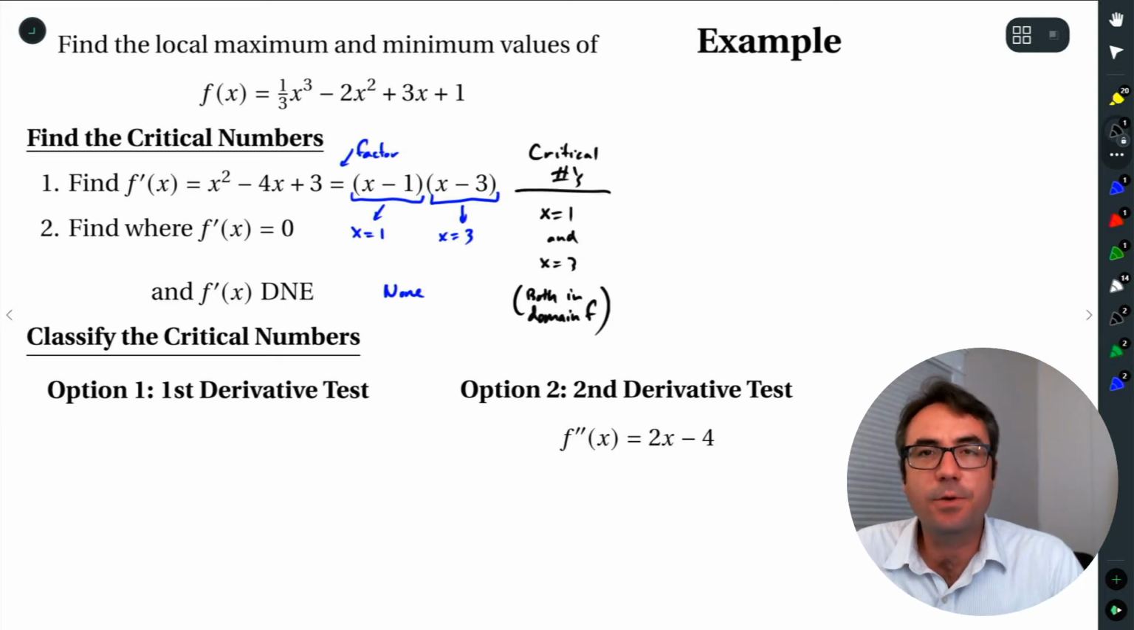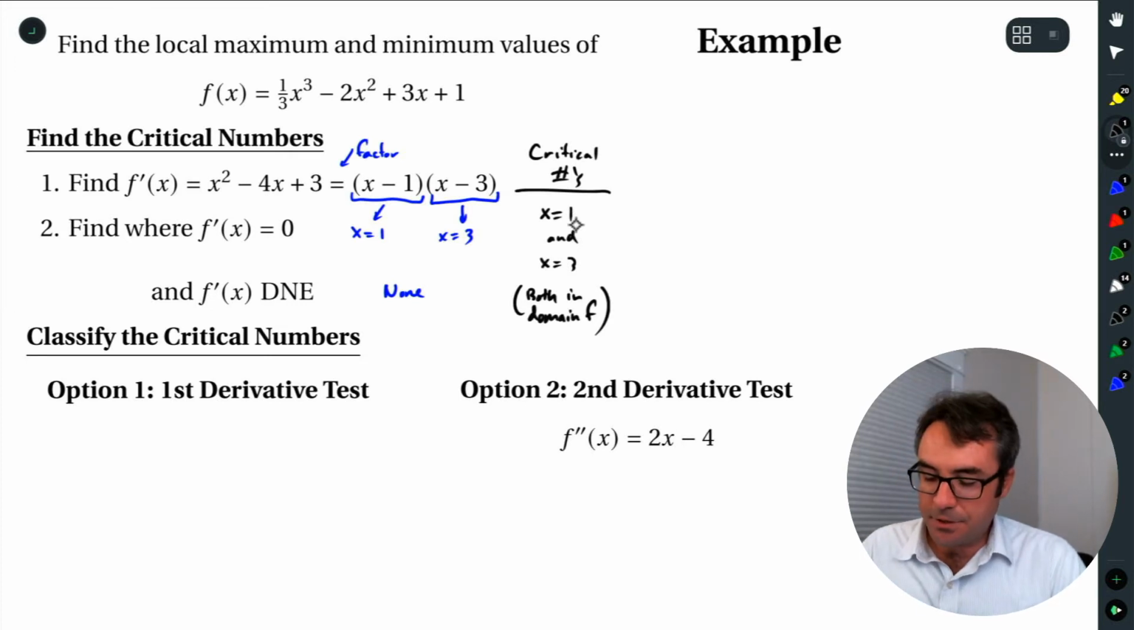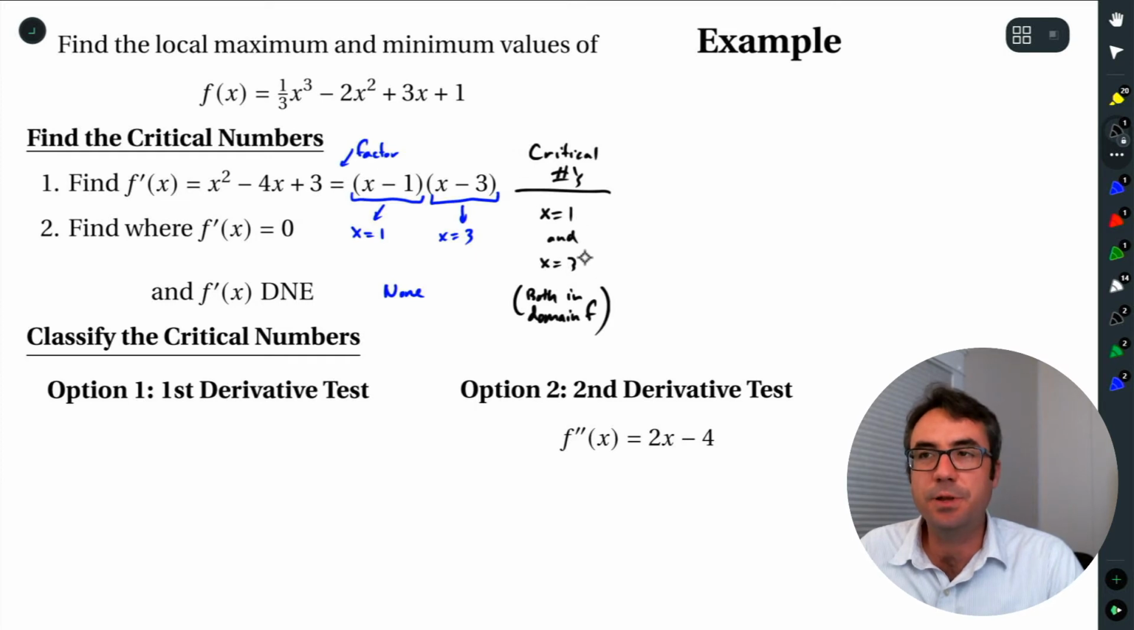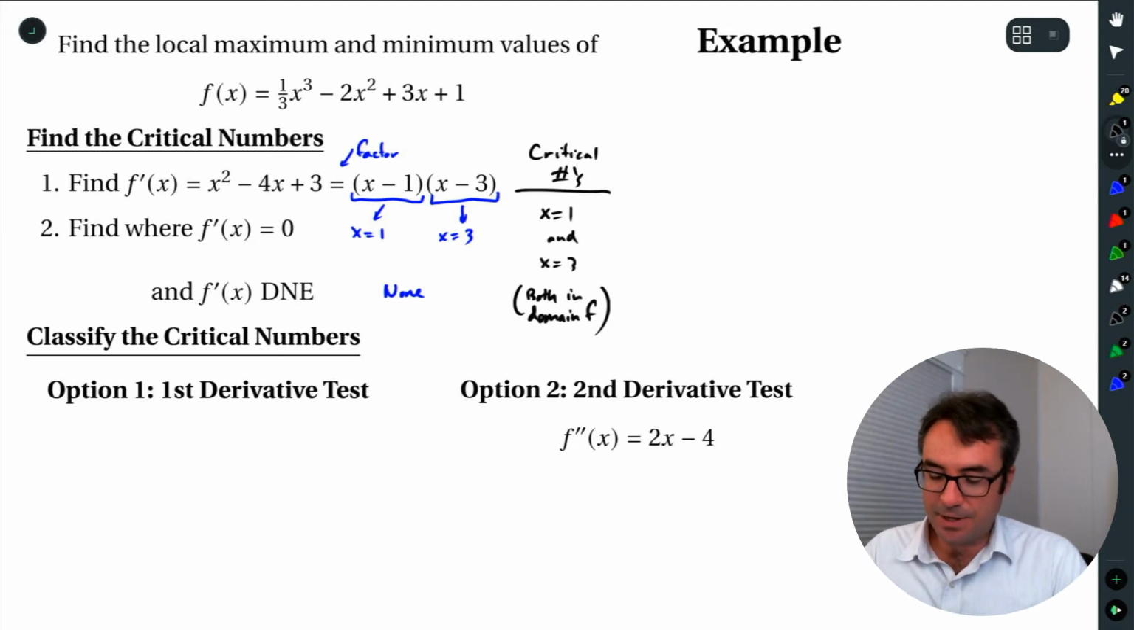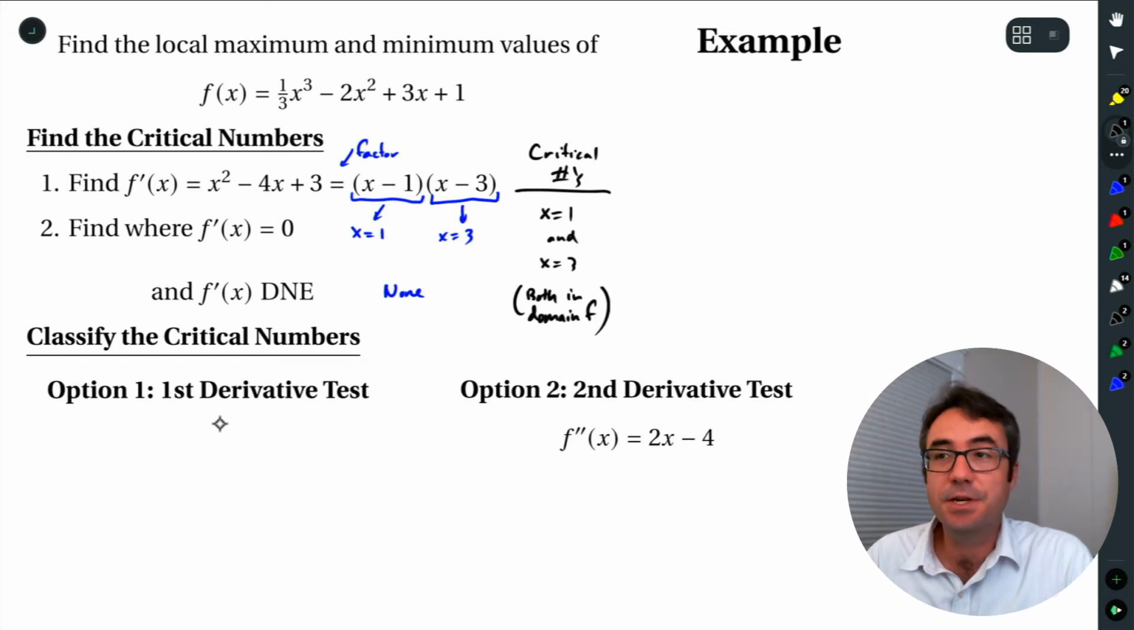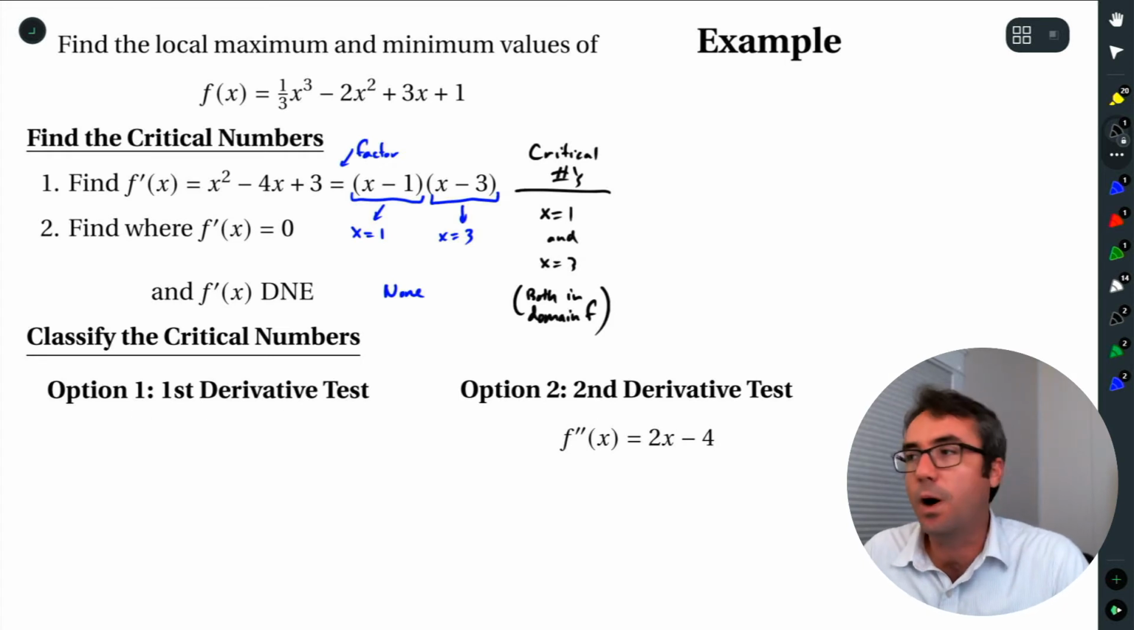All right, so we've identified our critical numbers. These are the two places on our graph. Out of all the different x values on this function, there are only two places where we might have a max or a min. So we've located those. Now it comes down to testing them. Are we going to have a max, a min, or neither at x equals 1 or x equals 3? Let's try the first derivative test. We have options: the first derivative test or the second derivative test. We'll do both for this one, but normally you'd only do one.